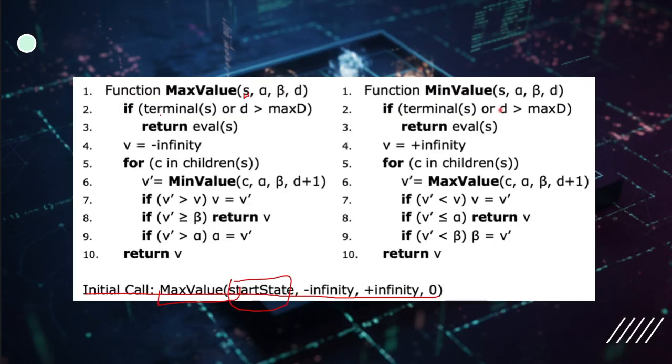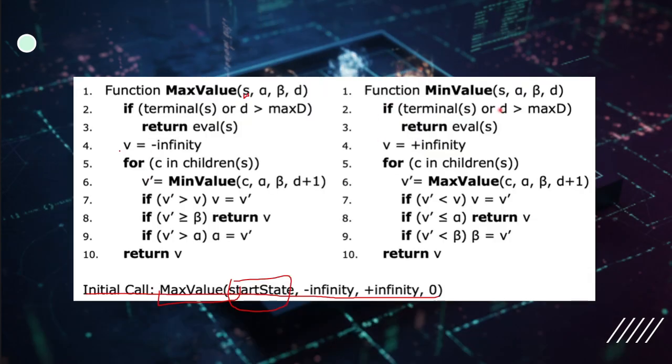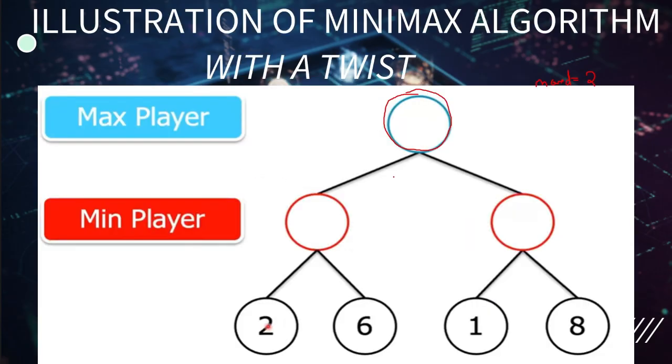Fine, so if S is terminal or if D is more than max D, then return eval S. This condition is not satisfied, as S is not a terminal node and D is not more than max D. So we move ahead and initialize a variable V as minus infinity. Now, for C in children S: children S is a set composed of these two nodes, A and B.